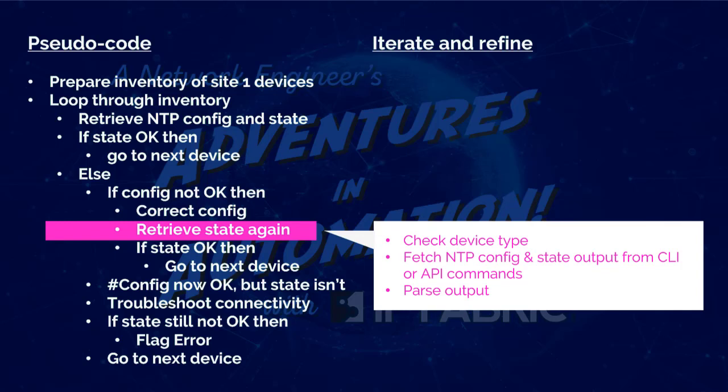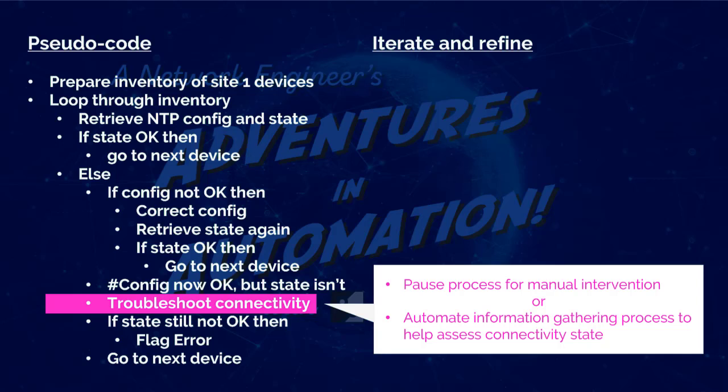Because then we have to retrieve the state again to check the effect of the change, and that's the same state retrieval that we've already looked at before. Now, if the state's okay, that's great, we're done and out. But if it's not, then obviously we've corrected the configuration, but there's a problem with the state, and so we have to then look at troubleshooting the connectivity.